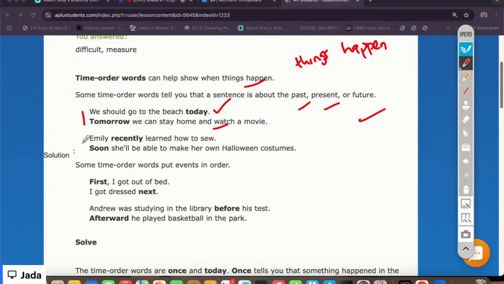Or for example, Emily recently learned how to sew. Soon she'll be able to make her own Halloween costume. So these are the order words. Recently she learned how to sew, and what will happen next? She will make her own Halloween costume. Some order words put events in order.